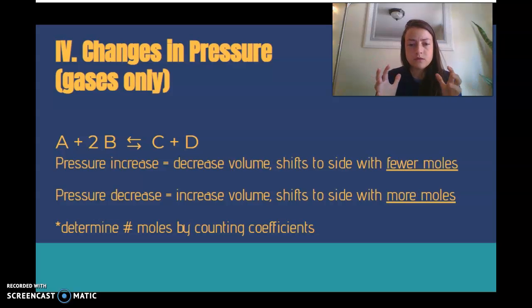If you increase the pressure and decrease the volume, your whole equation, according to Le Chatelier's principle, is going to shift to the side with fewer moles, because you can't fit as many in anymore when you're decreasing that volume. So if we increase the pressure, we shift to the side of the equation that has fewer total moles. If we decrease the pressure, we're increasing the volume, and so we can fit more moles in there. So our equilibrium is going to shift towards the side with more moles.